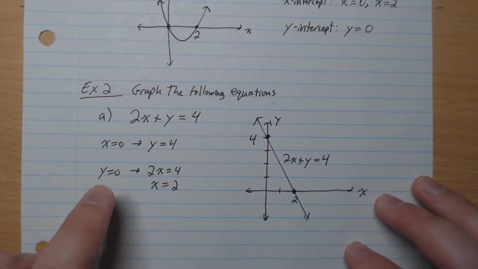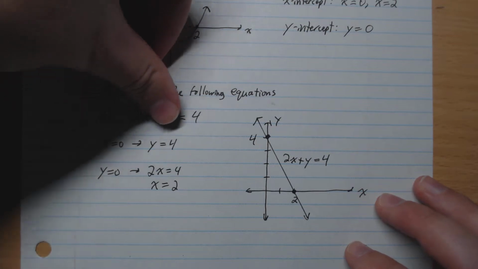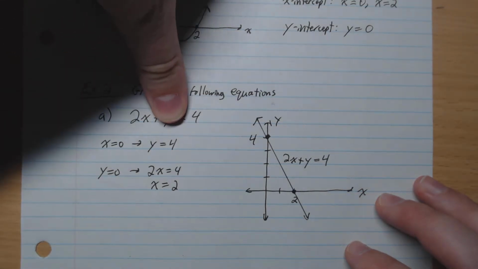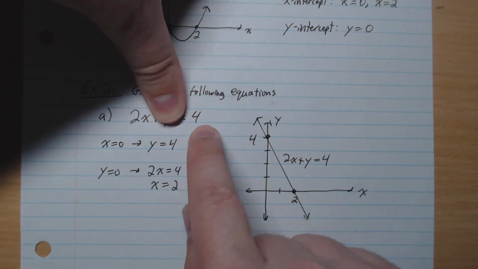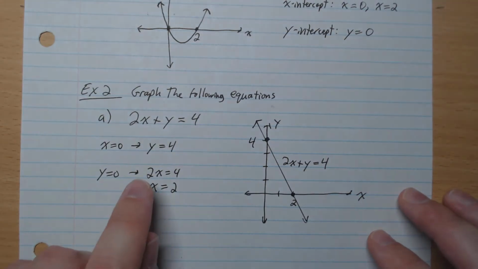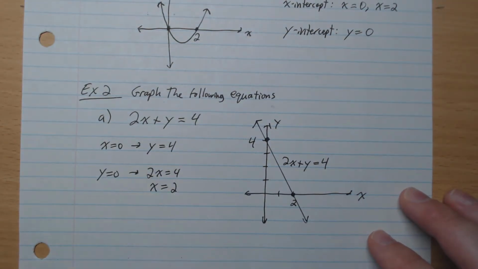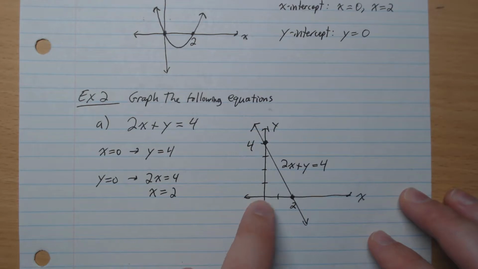The second point, we're going to say, okay, y is 0. So we plug in y equals 0, so this is gone. What's left is 2x equals 4, like that. Divide by 2 on both sides, x equals 2. So when y is 0, x is 2. And so that's our other coordinate there.